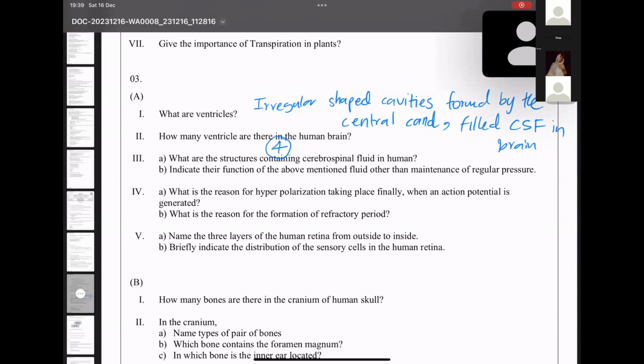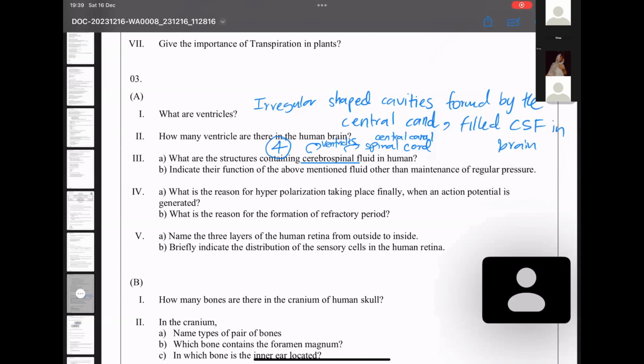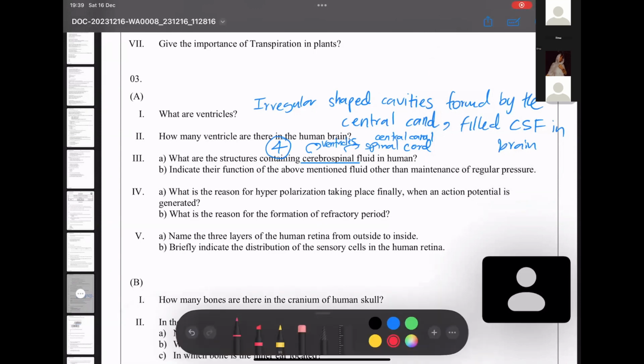Next, what are the structures containing cerebrospinal fluid in humans? That is very easy here. The word itself gives the answer, cerebrospinal. Spinal means the spinal cord, and cerebro means the head region, the cerebral region. So here come the ventricles in the brain. So these are the 2 structures, ventricles and spinal cord. More specifically, you can say the central canal in the spinal cord.